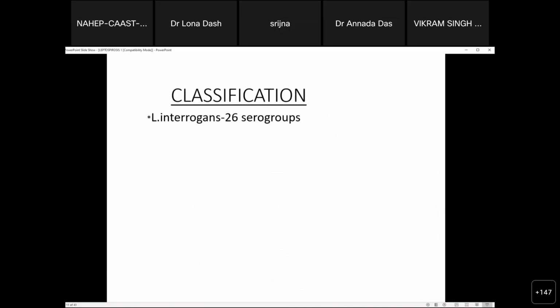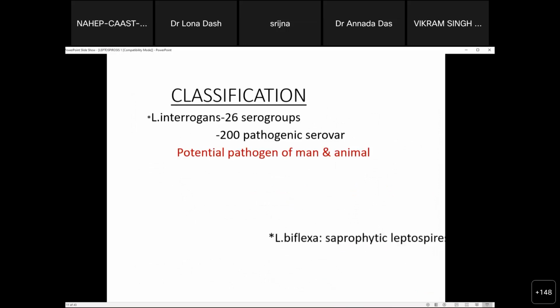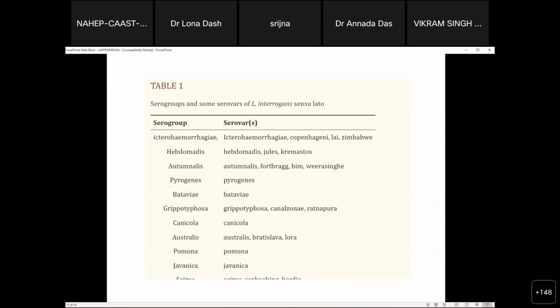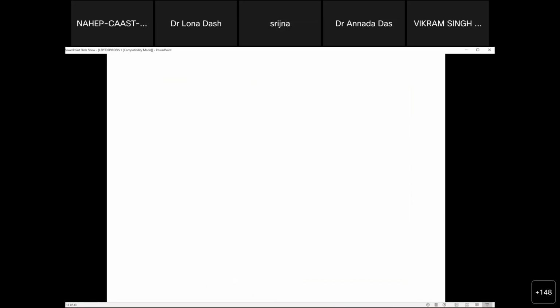Classification. Leptospira consists of mainly two important species. The pathogenic species is Leptospira interrogans, which is further divided into serogroups and pathogenic serovars, and this is the one which has potential for both animal and human disease. The other species is the saprophytic one, Leptospira biflexa, and these are its various serovars.